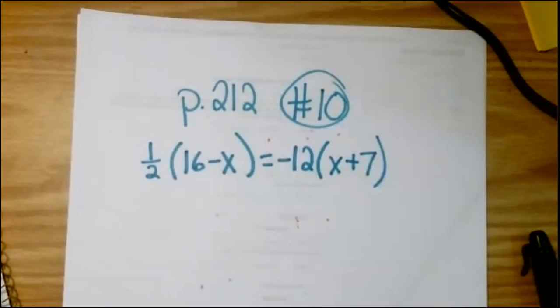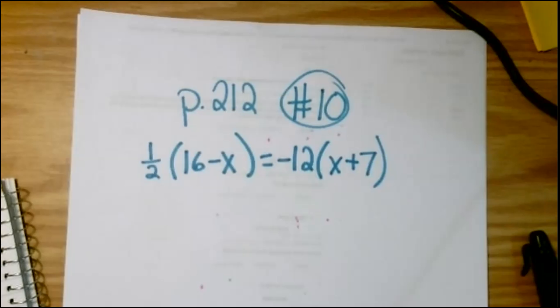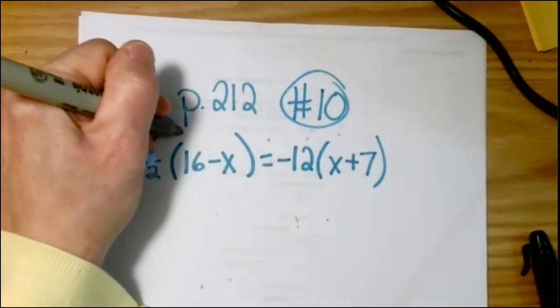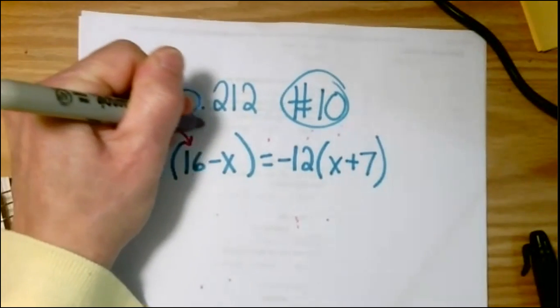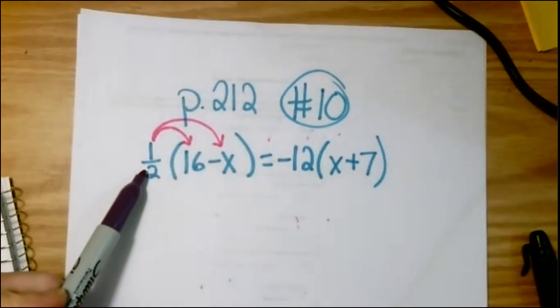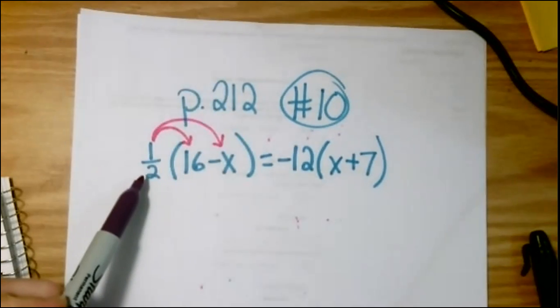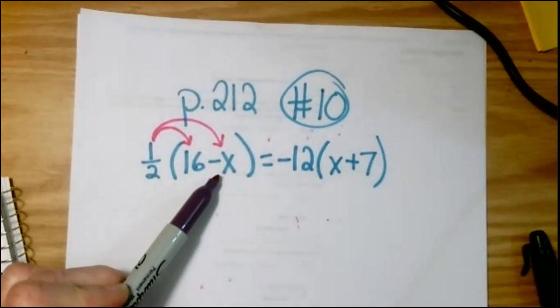Okay, this is number 10 on page 212. This one has a little fraction in it. That doesn't matter. Don't let that scare you away. So our first step before we can solve is to use the distributive property to multiply the 1/2 times the 16 and the 1/2 times the negative x.